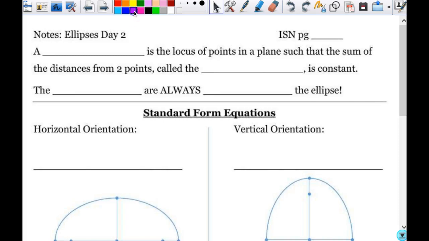Alrighty. So ellipses, day 2, 155. So mistake number 50 that I didn't fix before I reprinted them is that it should be "an," not "a." An ellipse, 2 L's, is the locus of points.